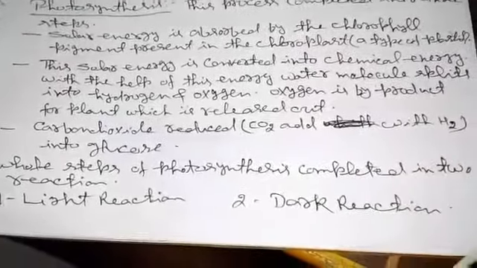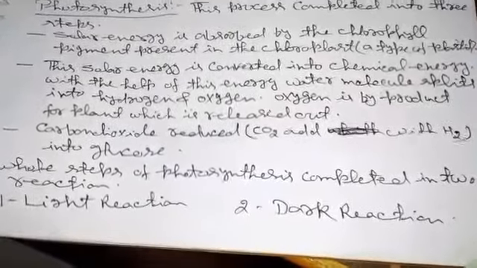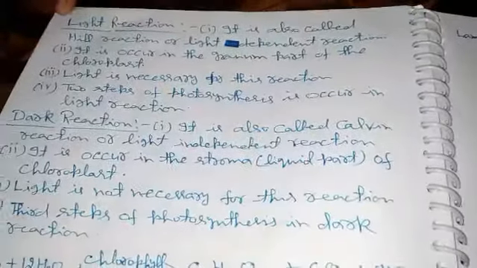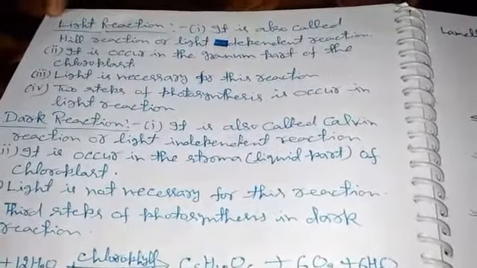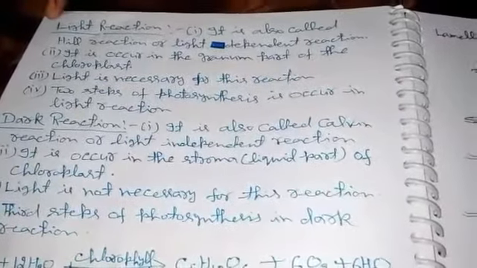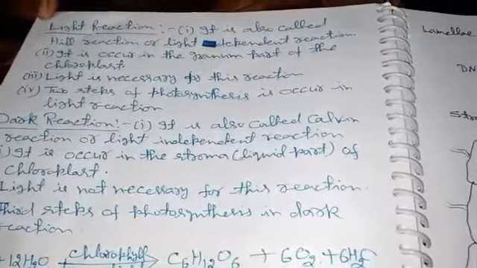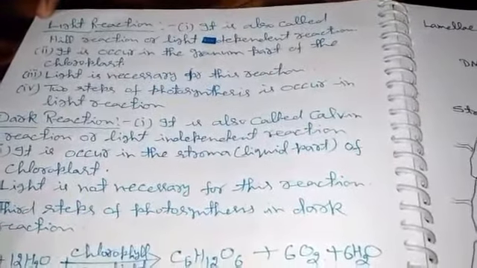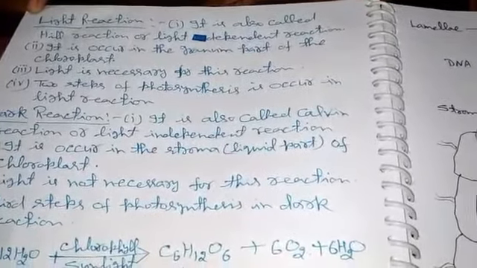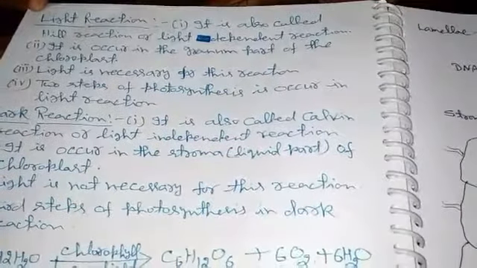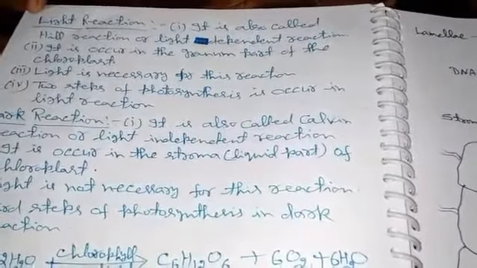The whole process of photosynthesis is completed in 2 reactions. First is light reaction and second is dark reaction. In light reaction, it is also called Hill reaction because it was discovered by the scientist Hill, and it is also called light dependent reaction. It occurs in the granum part of the chloroplast.